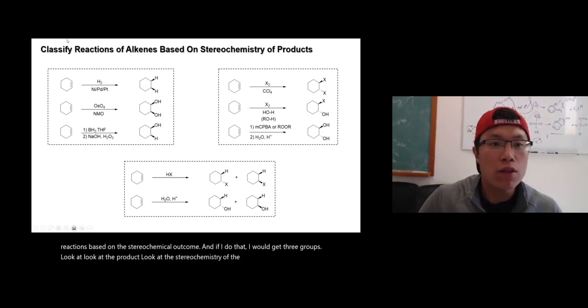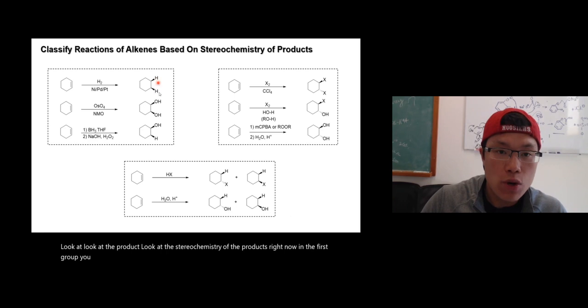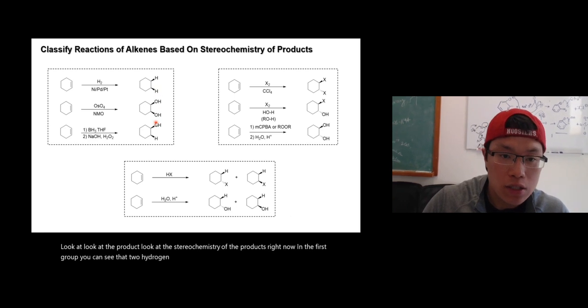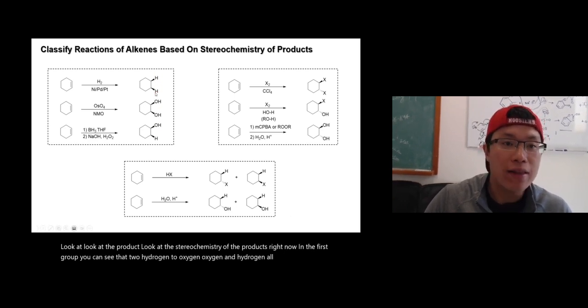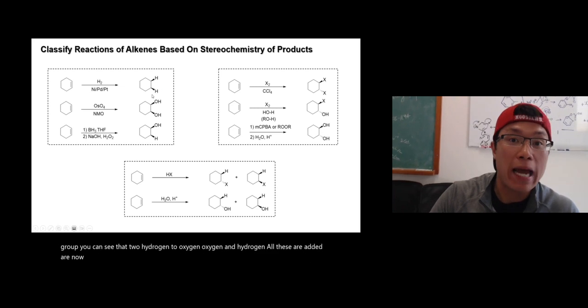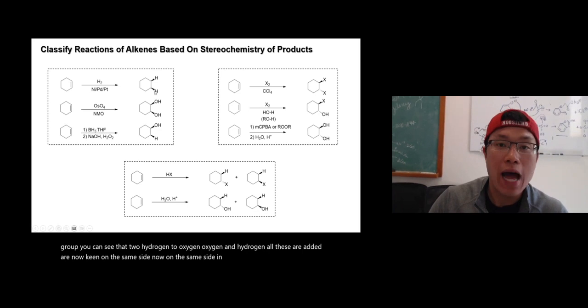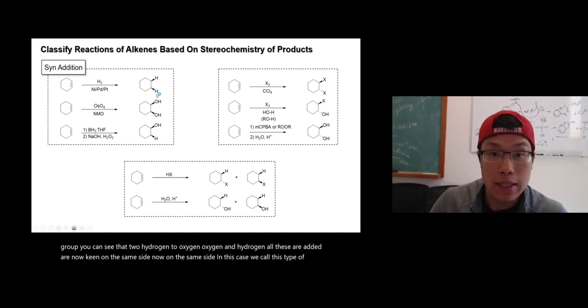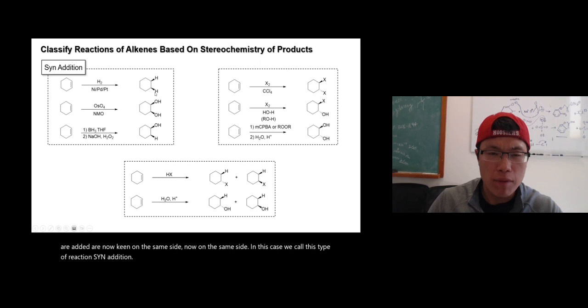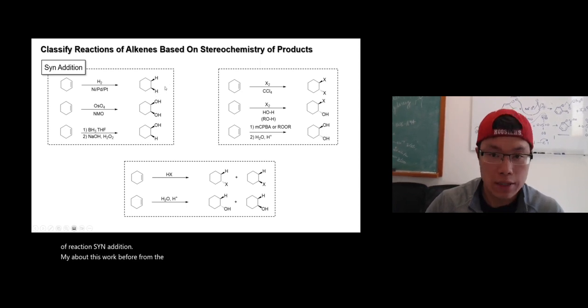Now, in the first group, you can see that two hydrogens, two oxygens, oxygen and hydrogen, all these are added on the alkene on the same side. All right, on the same side. In this case, we call this type of reaction syn addition. You might have heard this word before from the lecture. Okay, so we call this syn addition.